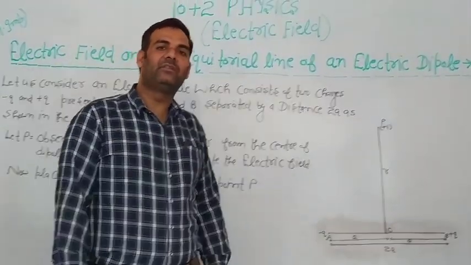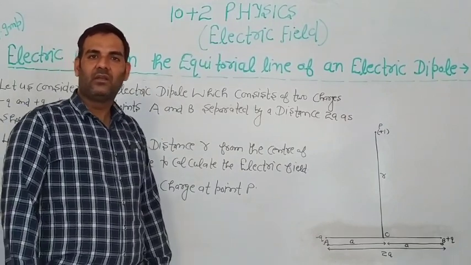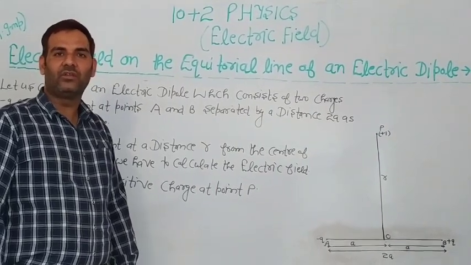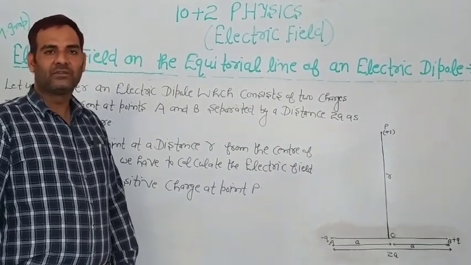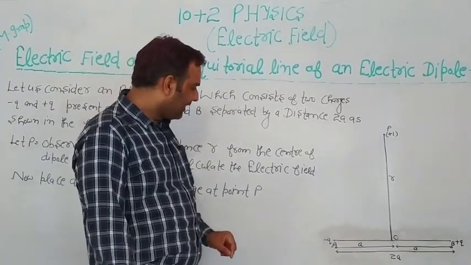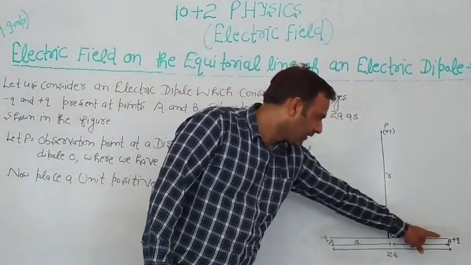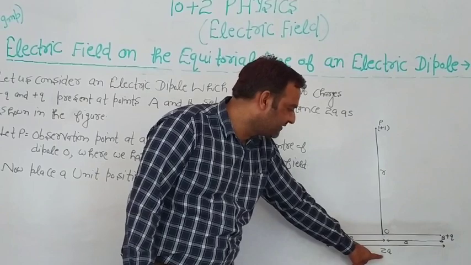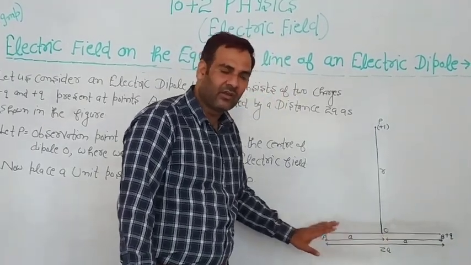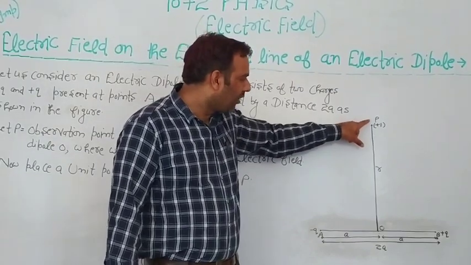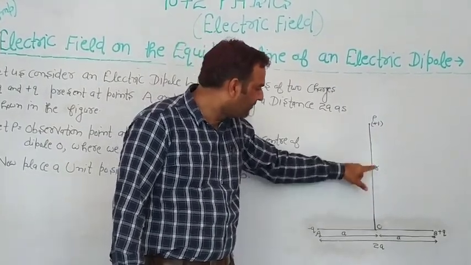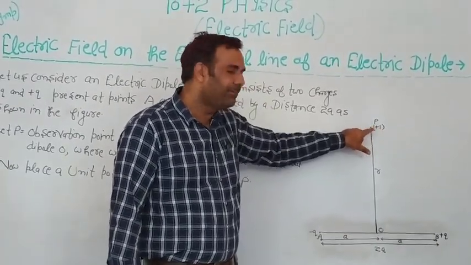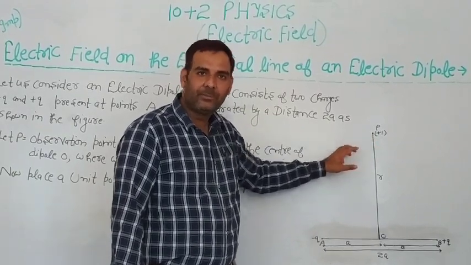In the previous lecture, we discussed the electric field on the axial line of an electric dipole, and in this lecture we are going to study the electric field on the equatorial line of an electric dipole. So let's start. Let us suppose that we have an electric dipole AB which consists of two charges minus Q and plus Q separated by a certain distance 2a, as shown in the figure. Let P be the observation point at a distance r from the center O of the dipole. Now place a unit positive charge at the point P.